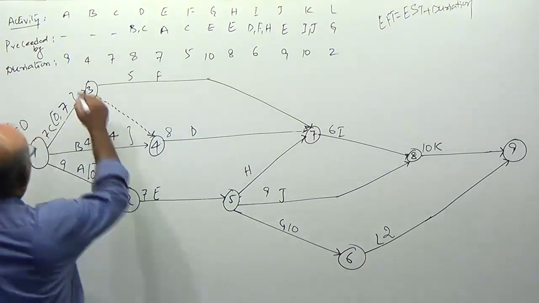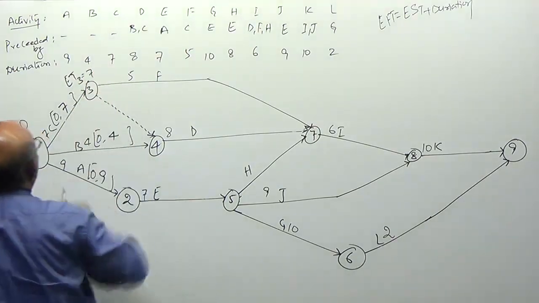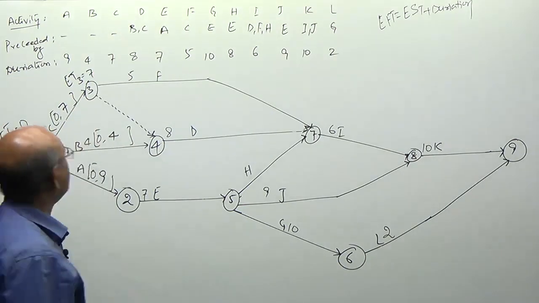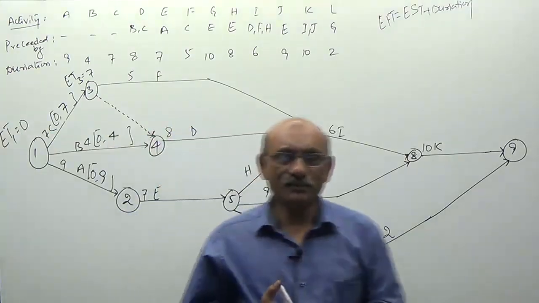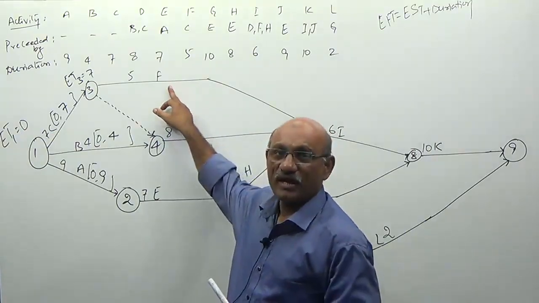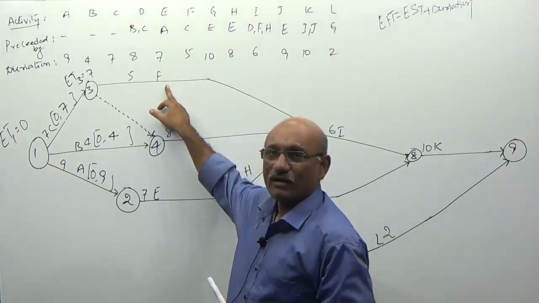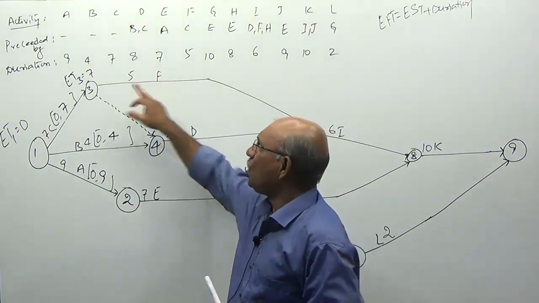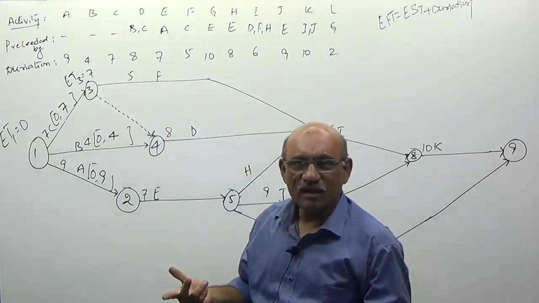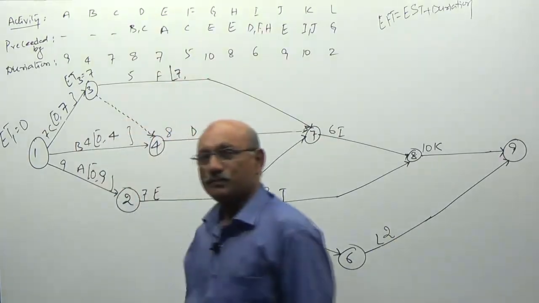Okay. So on the 7th day, where I am standing, sir? I am standing at node number 3. On the 7th day, what I am doing? Activity F is started. For activity F, sir, what is the starting time? 7. 7th day I can start this one. So, 7 is the starting time of this one.